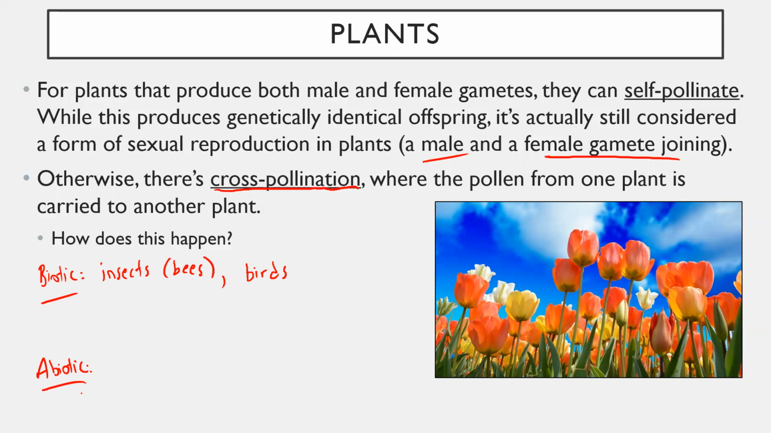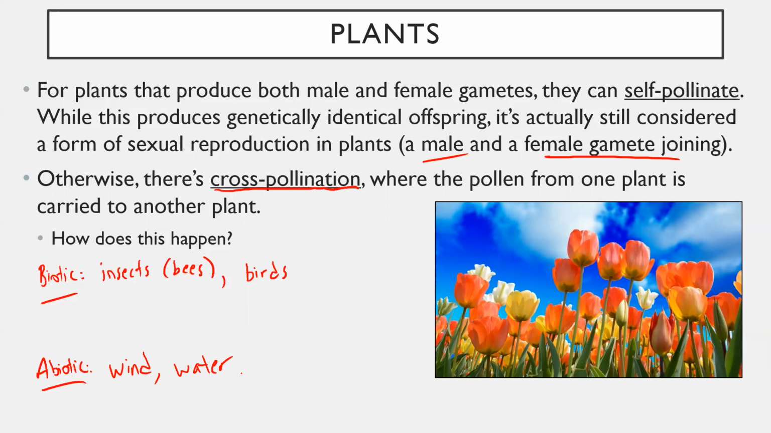Now, abiotic factors, so non-living things, would include the wind, which can carry pollen around. Of course, in the springtime, when you have allergies really bad, that's because pollen is blowing through the air, and that pollen from the wind, which is a non-living factor, can be transferred to another plant. But also water can do this as well.